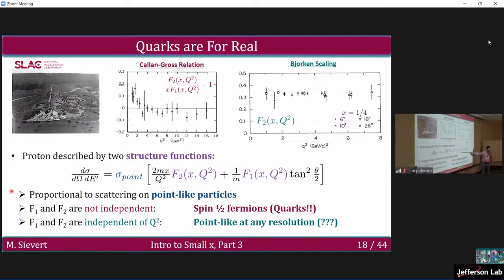They could depend on both X and Q squared, but at least at the kinematic reach that they had at SLAC MIT, they only depend on X. They are independent of Q squared. And this is the phenomenon of Bjorken scaling.